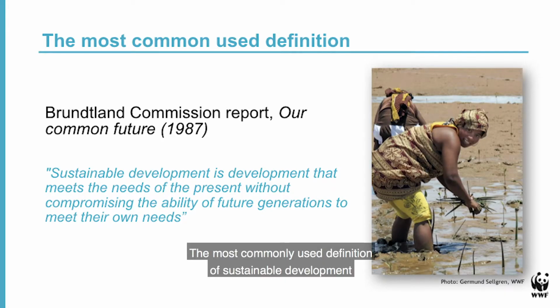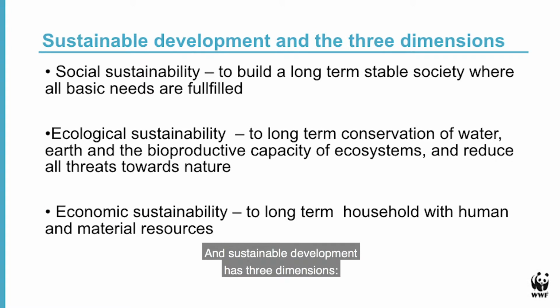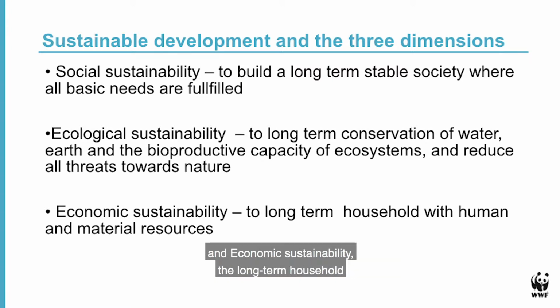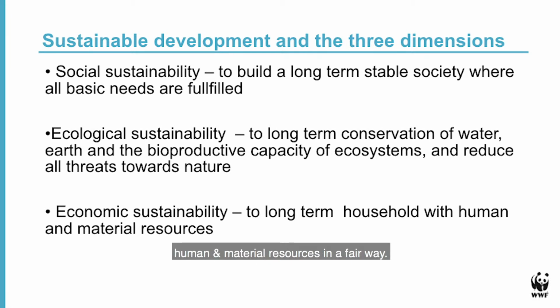The most common used definition of sustainable development is the one from Brundtland Commission from '87. Sustainable development is development that meets the needs of the present without compromising the ability of future generations to meet their own needs. And sustainable development has three dimensions. The social sustainability, which is about building a long-term stable society. Ecological sustainability is about preserving the planet, ecological resources. And economic sustainability, the long-term household of human and material resources in a fair way.